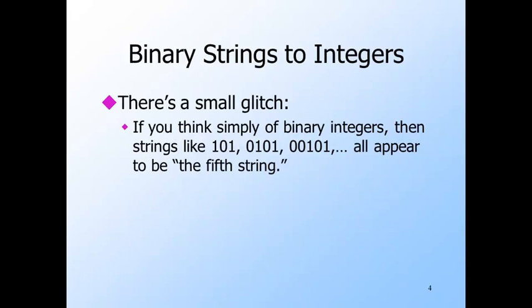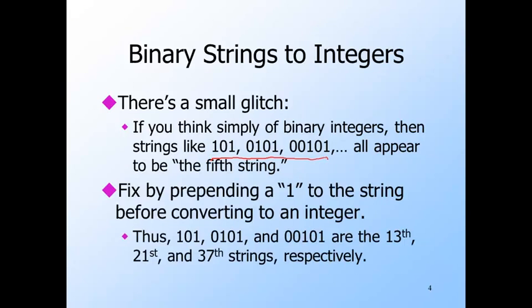However, we have to be careful how we do the conversion from binary strings to integers. Because binary strings can have leading zeros, there is not a unique representation of an integer as a binary string. More to the point, if you do the obvious conversion, then strings like the ones shown all seem to be the integer 5. But we can't call two or more different strings by the same integer.